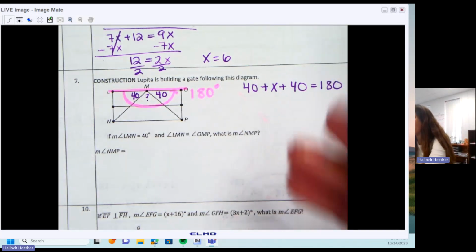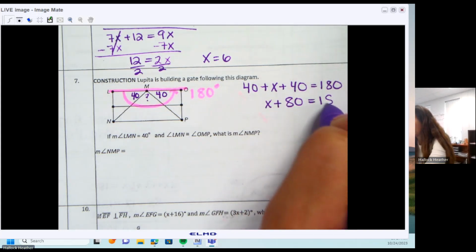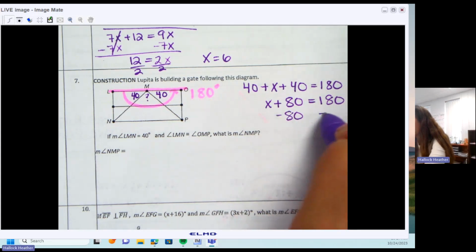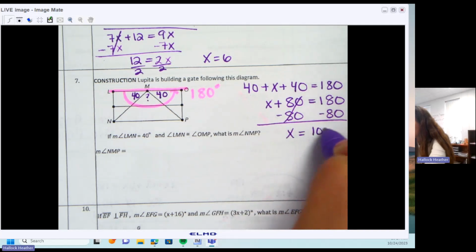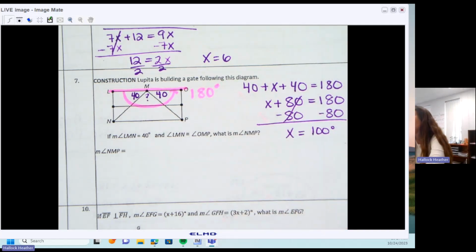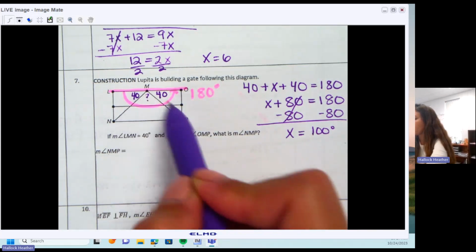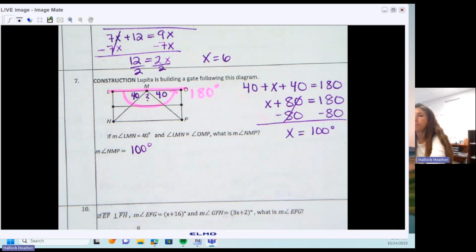I can combine 40 and 40 to make 80. Something plus 80 needs to make 180. Minus 80 from both sides if you need to. And if you can do this without showing work, I'm fine with that. You get 100 degrees. So the measure of NMP, this angle, the missing angle, is 100 degrees.